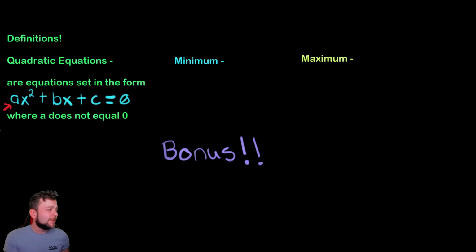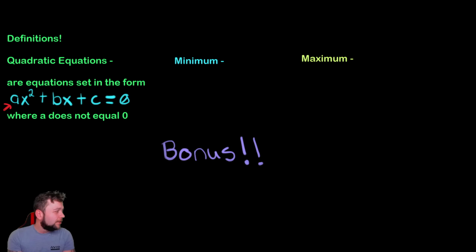All right? So quadratics. The definition of a quadratic equation: ax squared plus bx plus c equals 0, where a does not equal 0. That will give us a quadratic. It will give us a parabola, okay?